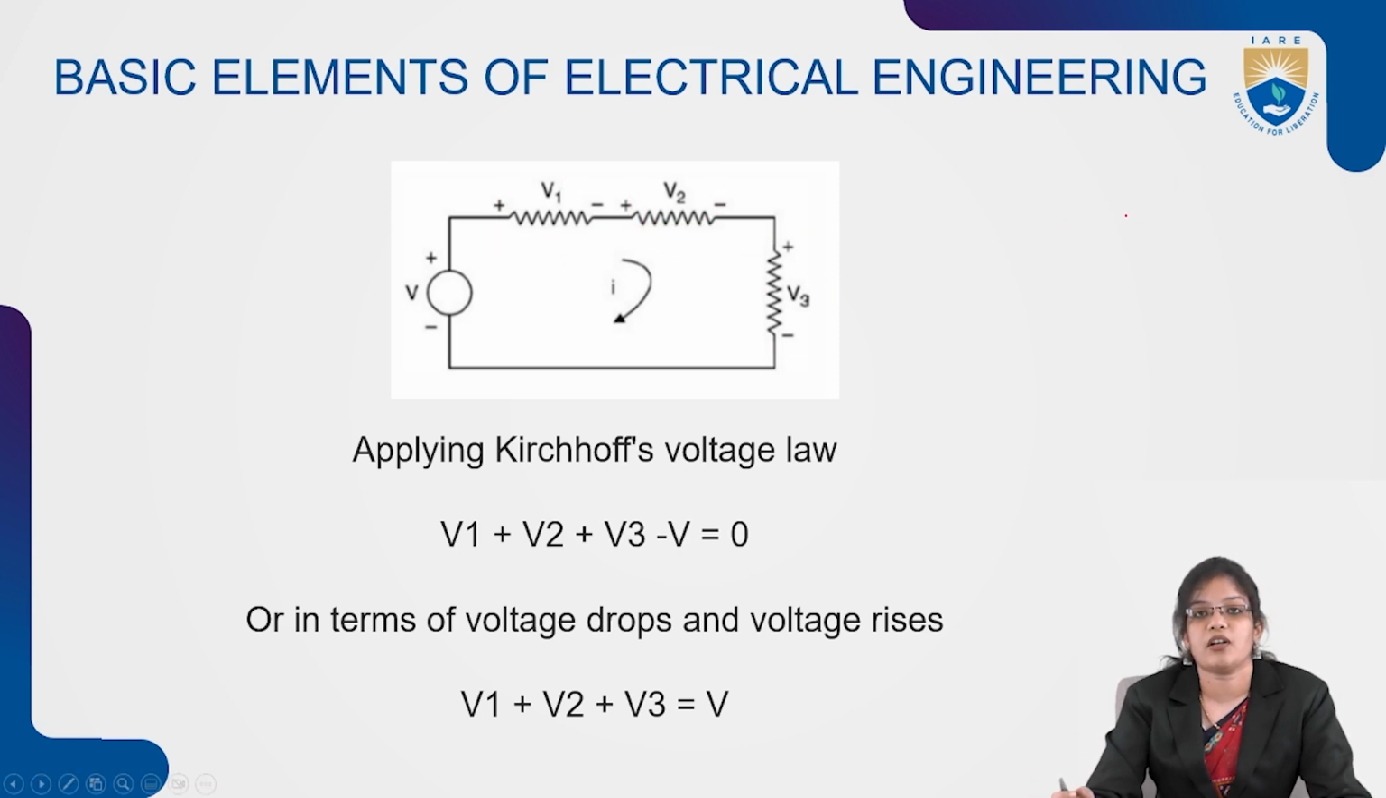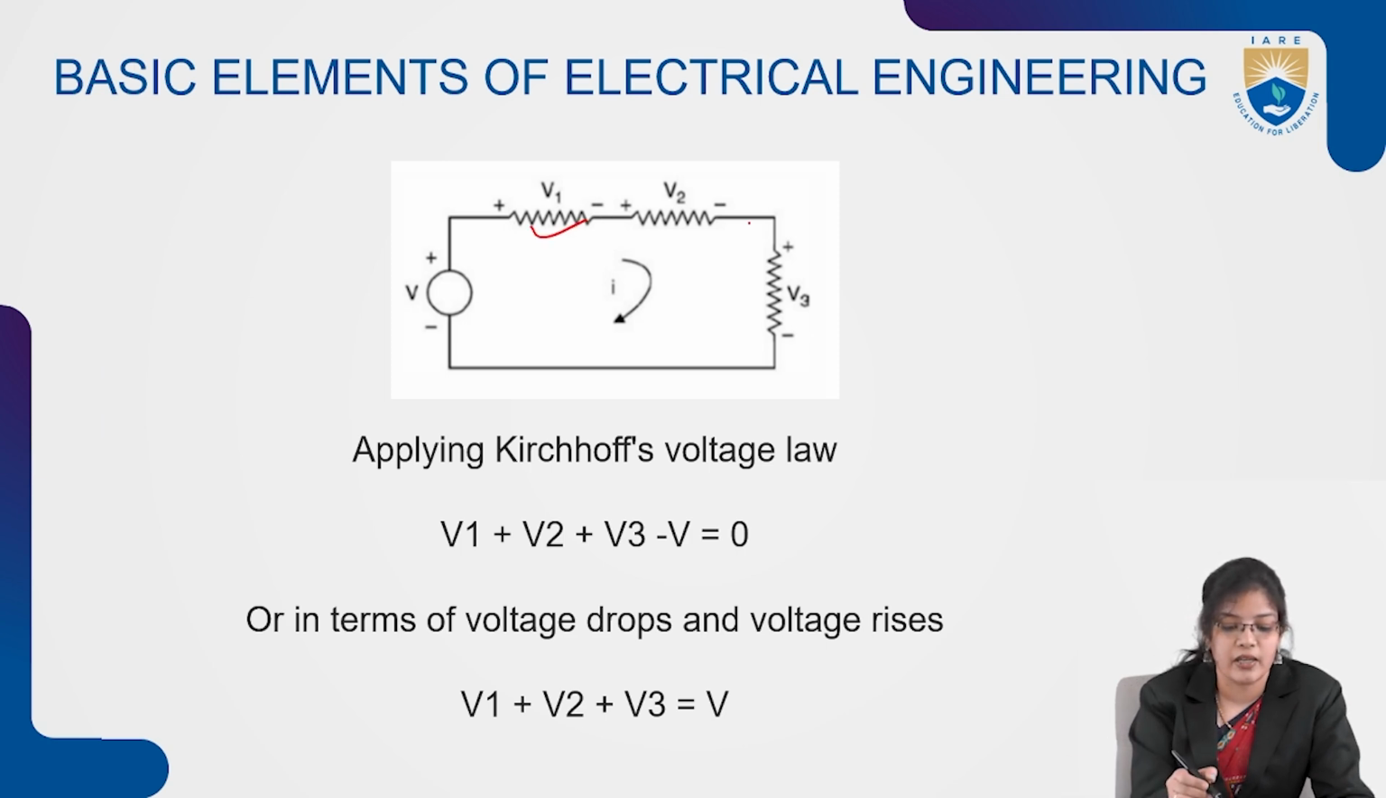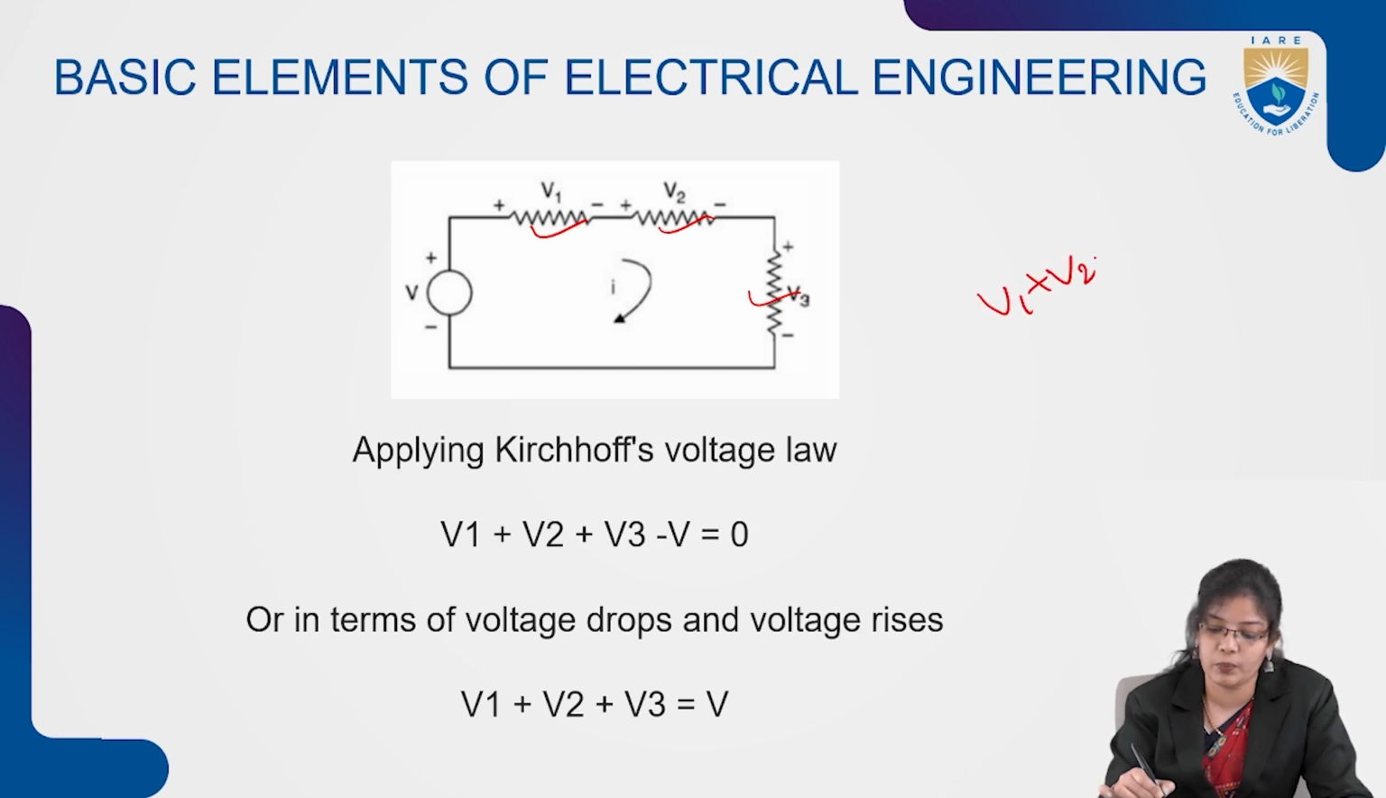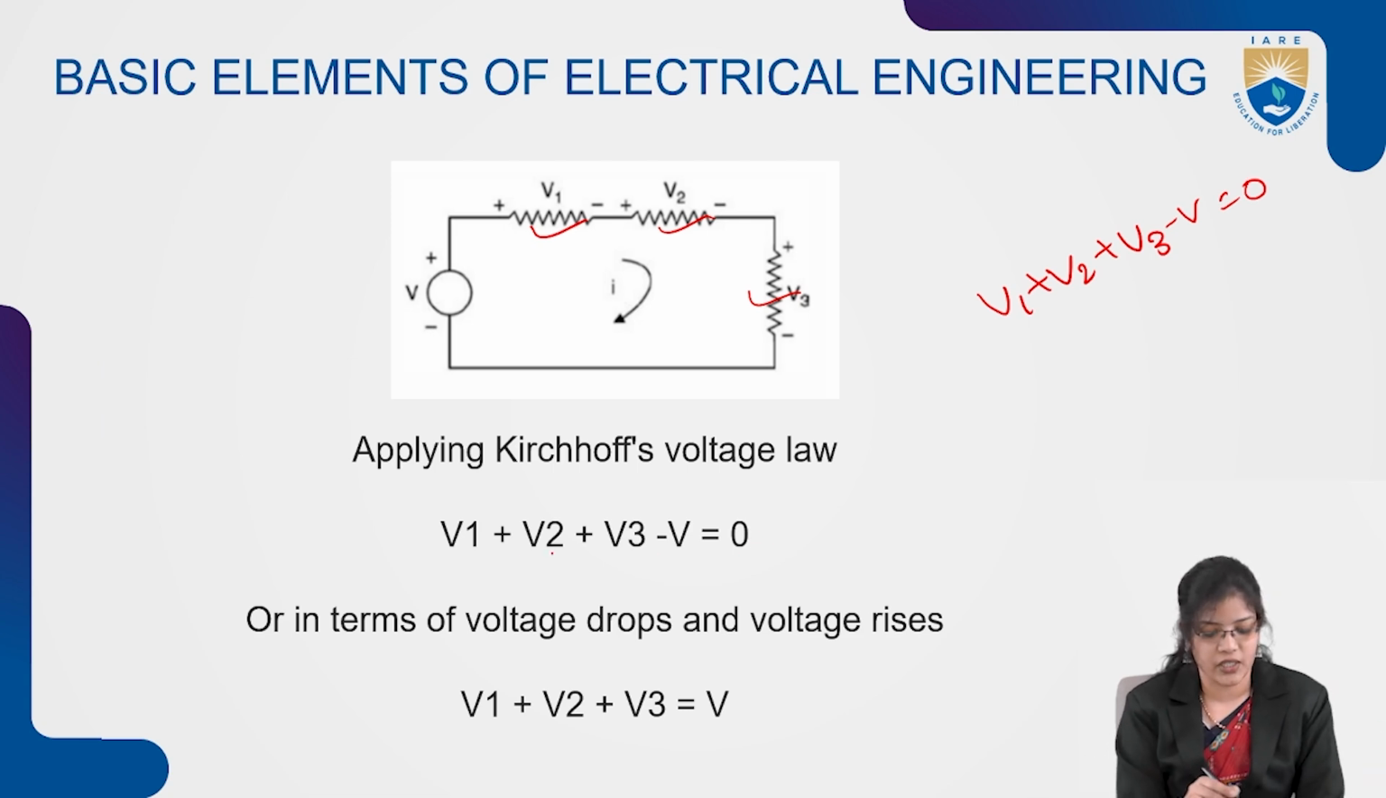So here the Kirchhoff law states that the sum of potential differences across each element, here the elements are V1, V2 and V3, should be equal to 0, which can be written as V1 plus V2 plus V3 minus V is equal to 0. Or in terms of voltage drops and voltage rise, it can be written as V1 plus V2 plus V3 minus V is equal to 0.